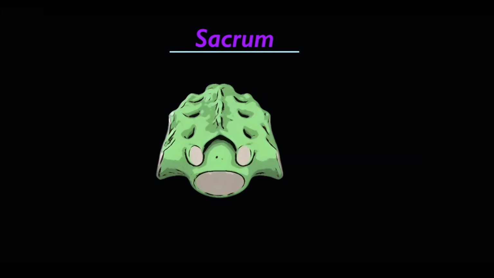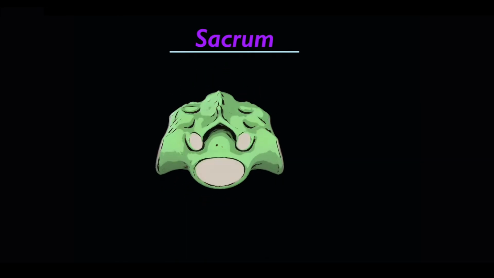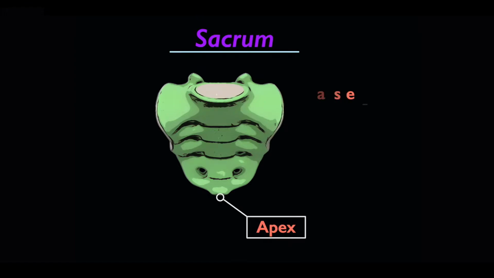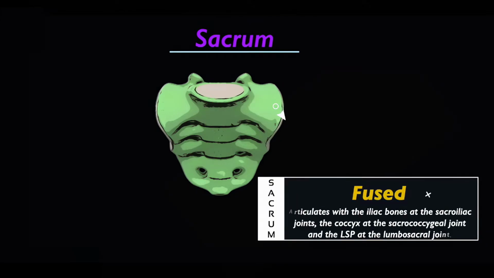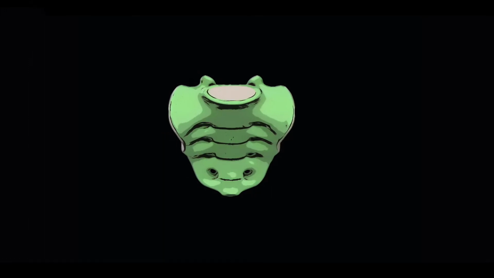It's classified as an irregular bone, triangular in shape, and consists of an apex, a base, and pelvic, dorsal, and lateral surfaces. It articulates with the iliac bones at the sacroiliac joints, the coccyx at the sacrococcygeal joint, and the 5th lumbar vertebra at the lumbosacral joint.